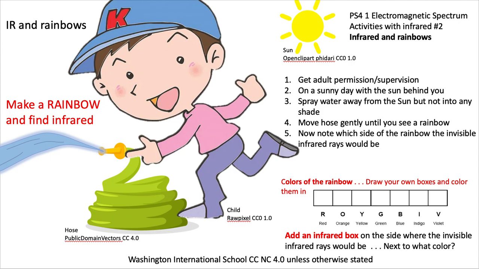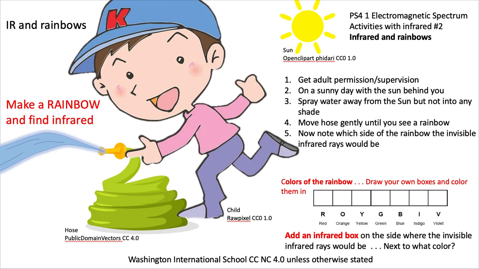So make the rainbow. You'll need an outside hose pipe and a sunny day, and you need permission. Have the sun behind you, spray water away from the sun, but not into any shade. You need the sunlight on the water. And move the hose very gently from side to side or up and down until you see a rainbow, but not on anyone, please. And now you're going to note which side of the rainbow invisible infrared rays would be.